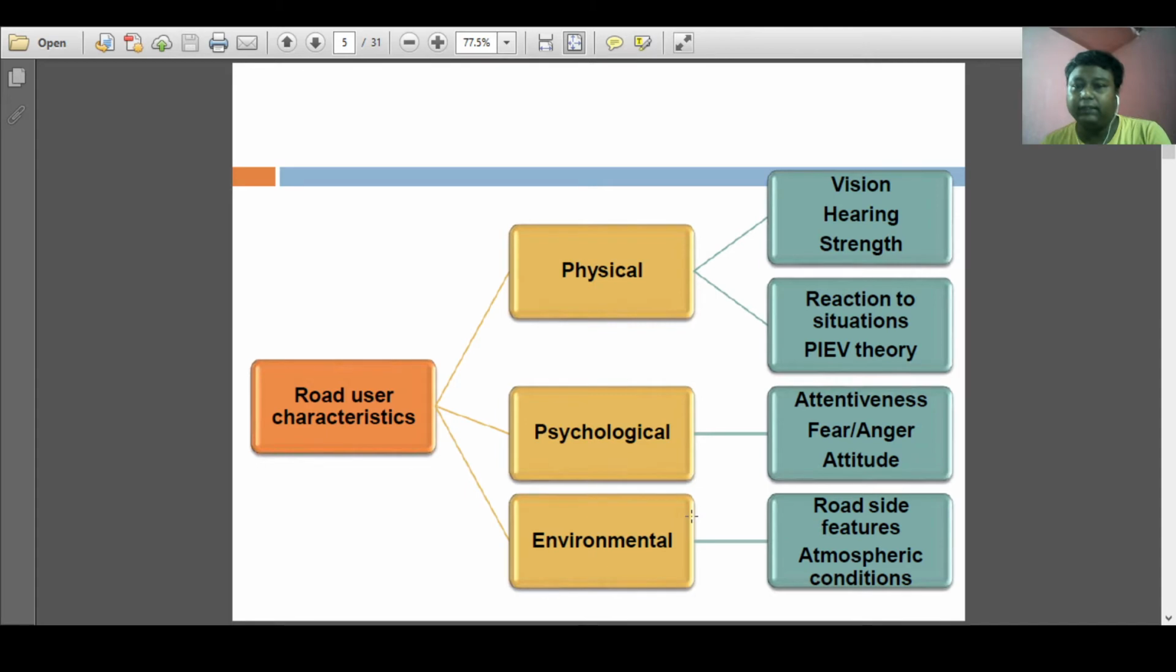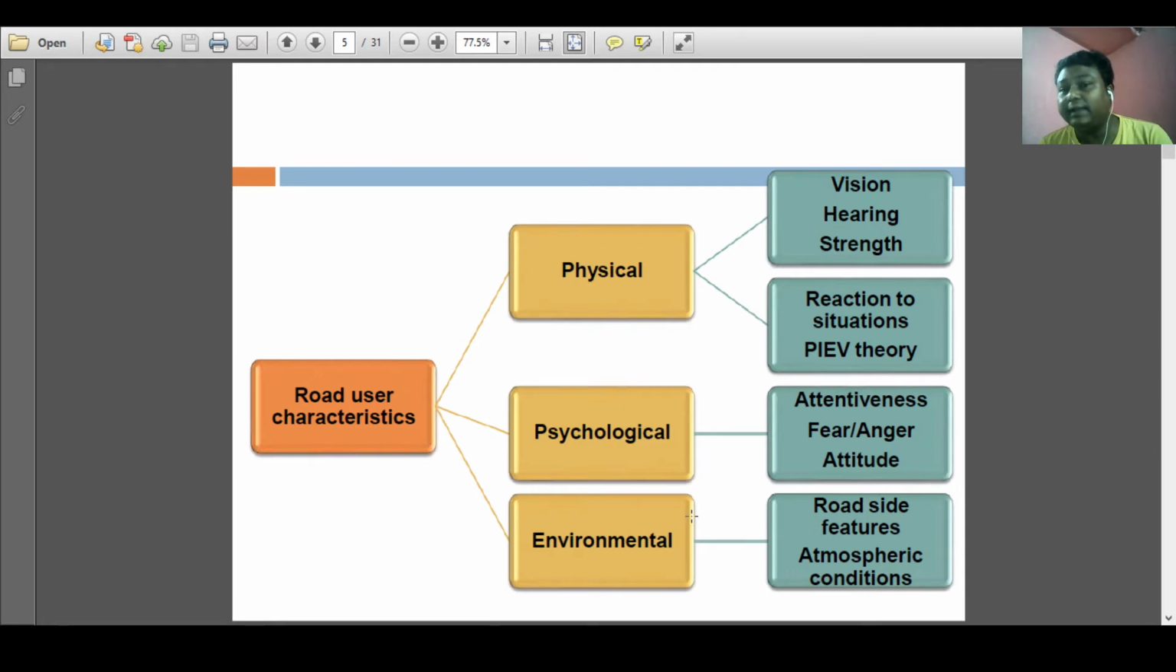Basically if we see the hierarchy, the road users characteristics are of three types. One is physical characteristics, another is psychological characteristics, and the third is environmental characteristics. If we go deeper into physical characteristics, there are vision, hearing, strength, and other parameters related to the physical aspects, which are covered in these physical studies.